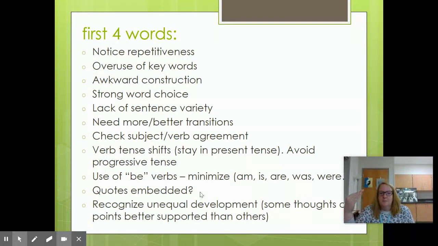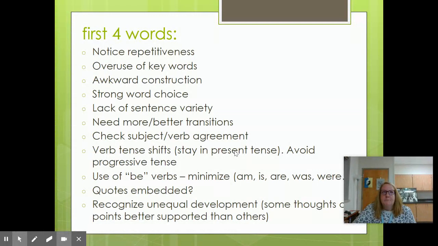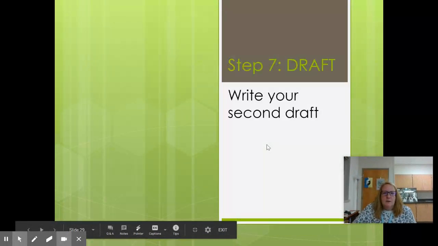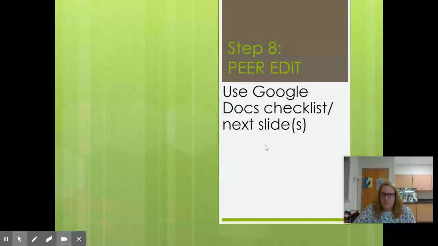You should also recognize any unequal development. If some thoughts or points are better supported than others, you need to have equal development of all of your claims, your ideas, and your commentary on your evidence. Okay, after you do those things, you should notice what you want to work on and improve for your second draft. And then peer edit.